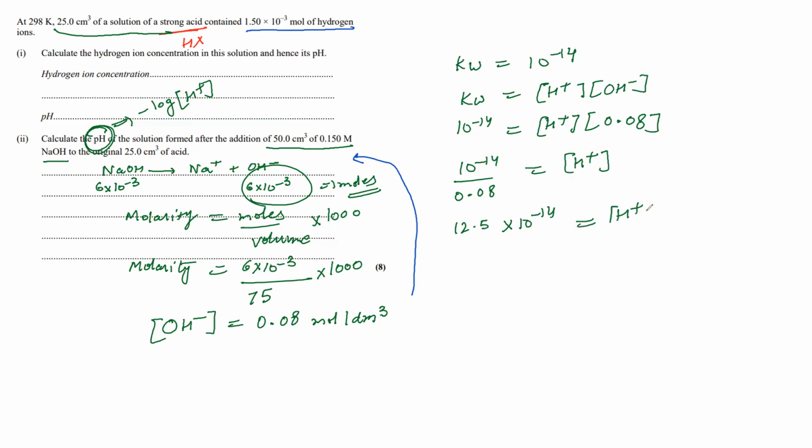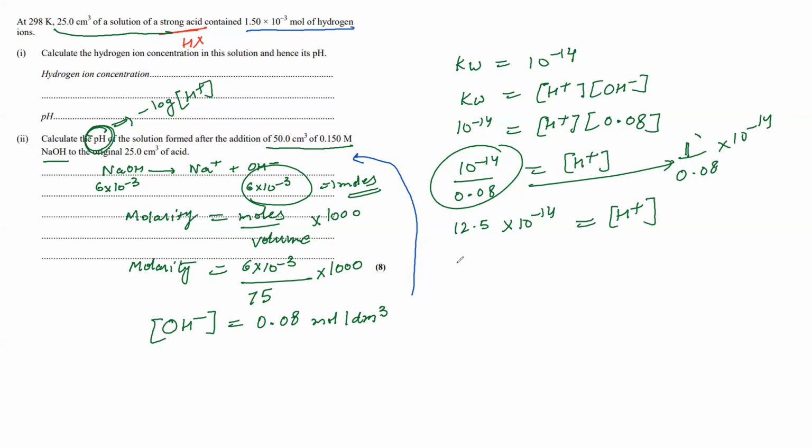So it will come out to be 12.5 × 10^-14 is equal to the H+ concentration. I'll tell you a simple trick to divide it. Instead of writing the whole number, just represent this as 1 into 0.08 times 10^-14. So just divide 1 by 0.08 and you will get your answer, and just write 10^-14 as it is. Okay. So fine, you got the concentration of H+.